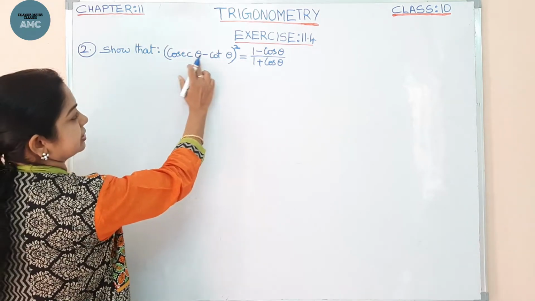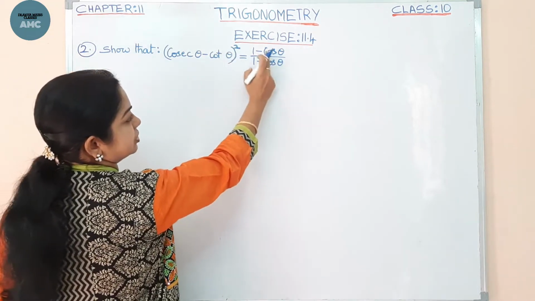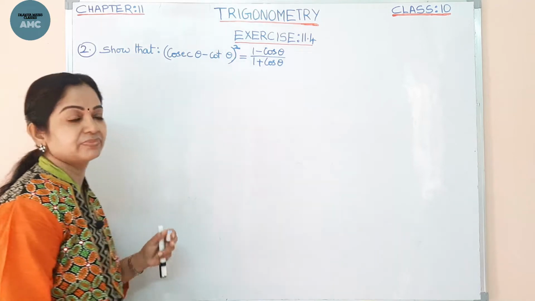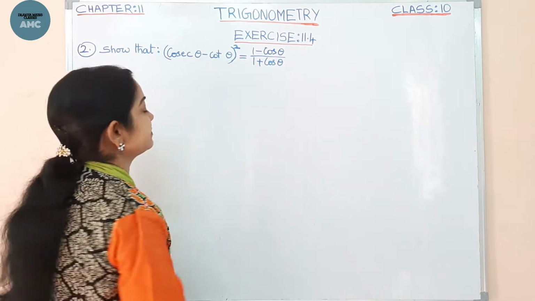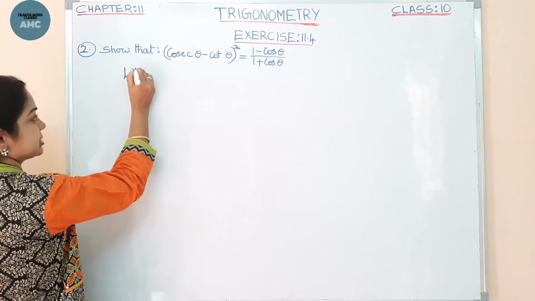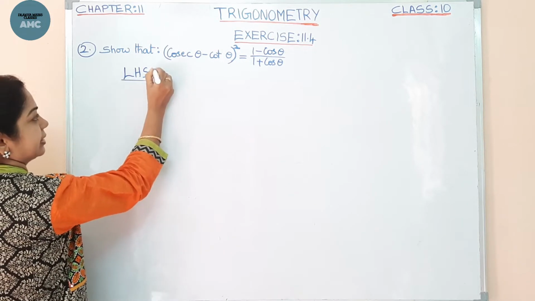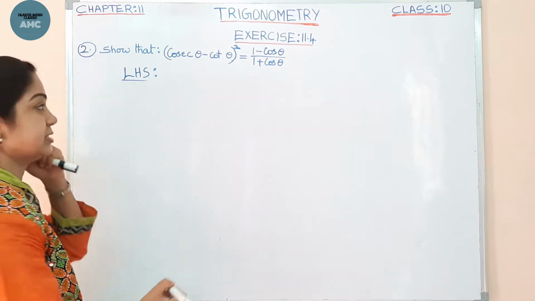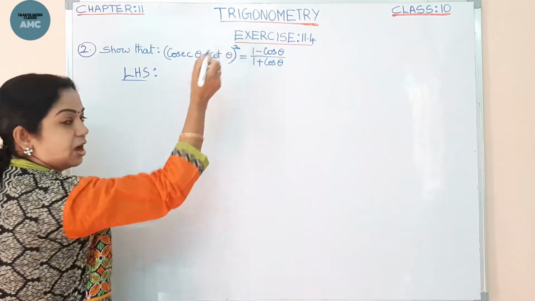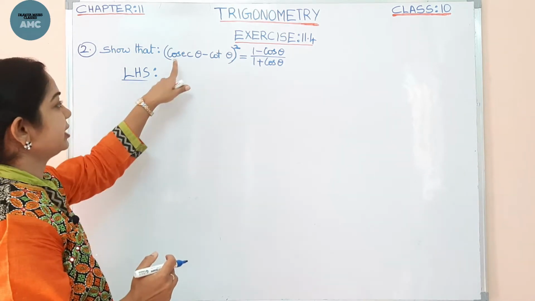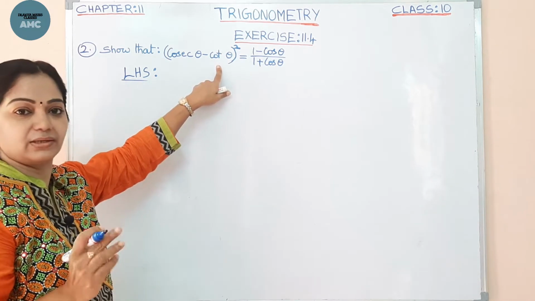Show that cosecant theta minus cot theta whole square is equal to 1 minus cos by 1 plus cos. Now here clearly we have an equation, that means an LHS and RHS part. So let us start with LHS so that we can get the RHS, and then we can say hence proved. Now, LHS is cosecant theta minus cot theta whole square. Let me change these two into sine and cos functions.